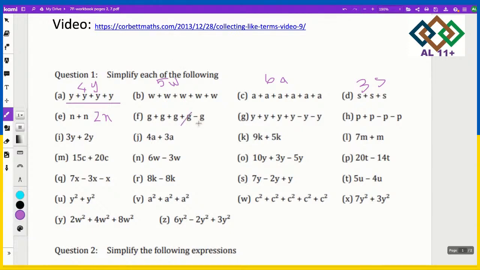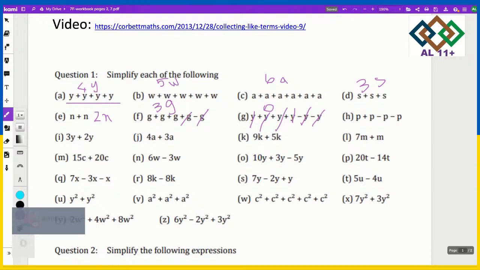If I do the minus, plus G and minus G become 0. So you have 1, 2, 3. So your F would be 3G. We need to be really careful. In this one, we'll do the same thing. This cancels with this one, and this cancels with this one. So your answer for G would be 0.